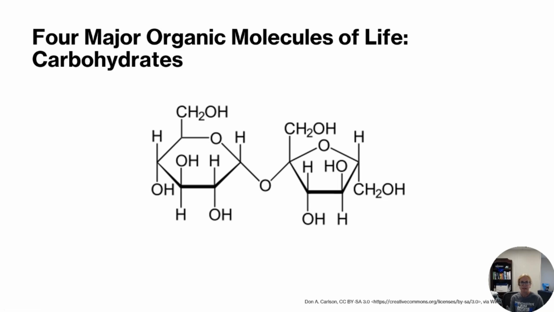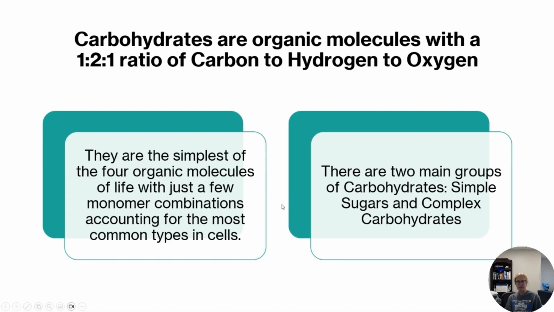In this video, we're looking at the first of four major organic molecules of life. We're looking at carbohydrates. Carbohydrates are organic molecules. They tend to have a 1 to 2 to 1 ratio of carbon to hydrogen to oxygen. They are the simplest of the four organic molecules since they primarily consist of just those three different types of elements. And just a few monomer combinations account for the most common types that we find in cells.